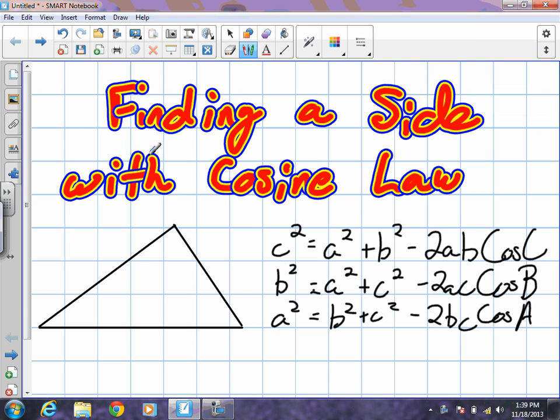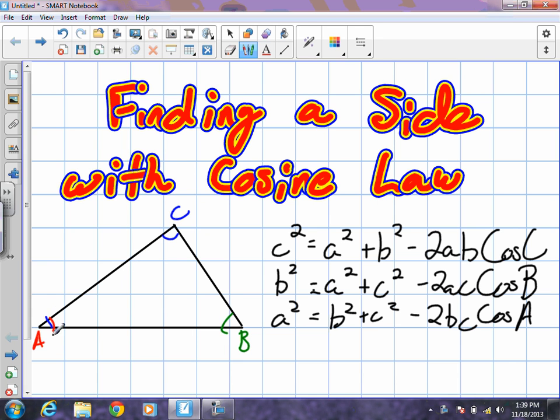Okay, so we're going to focus on finding a side with cosine law. Cosine law is written usually 3 different ways. A triangle only has 3 sides, so if we were to name it alphabetically, it would be A, B, C. So let's call this angle A, this will be angle B, and this will be angle C. With those being named, we always name the opposite side of that angle the same letter, just lowercase.